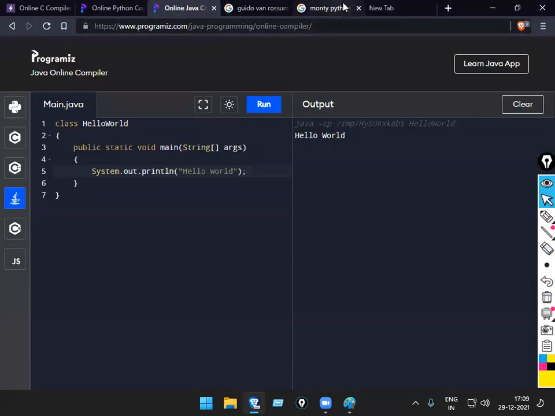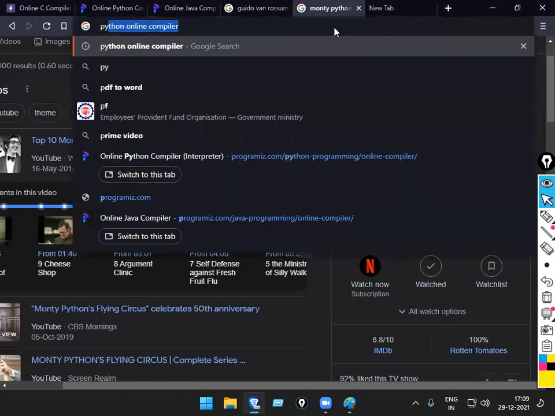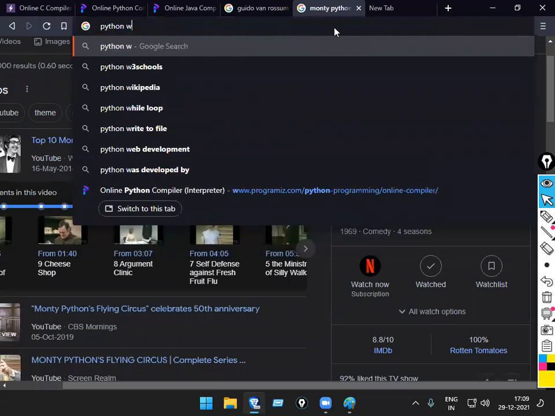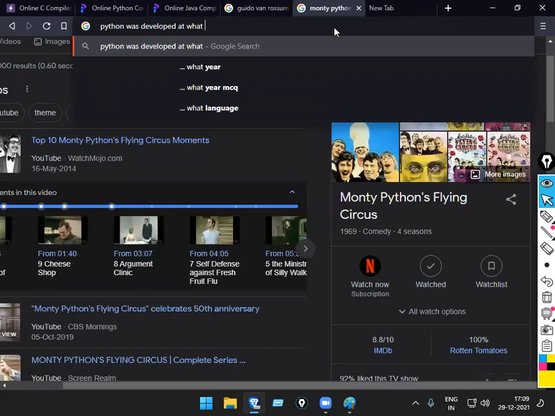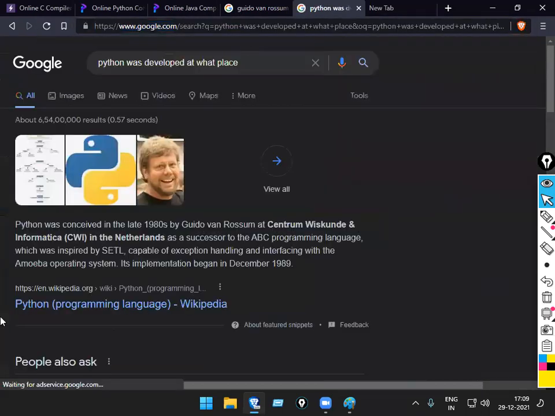So you can go here. Python was developed at what place? See, what place is coming there? CWI. What is the full form of CWI? Centrum Wiskunde & Informatica. At what place? Netherlands. So what were we discussing here? The same things will be asked in the interview. Like this you have the history of Python.